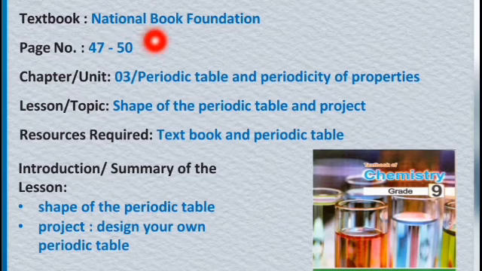Book: National Book Foundation. Today we will discuss pages 47 to 50 from Chapter 3, Periodic Table and Periodicity of Properties. Today's topics are the shape of the periodic table and project. Resources required are our chemistry textbook and periodic table. Today's lesson is all about the shape of the periodic table and project work. Design your own periodic table.